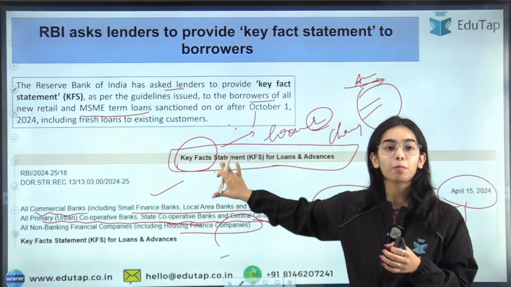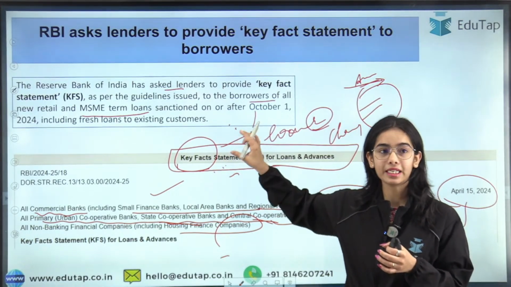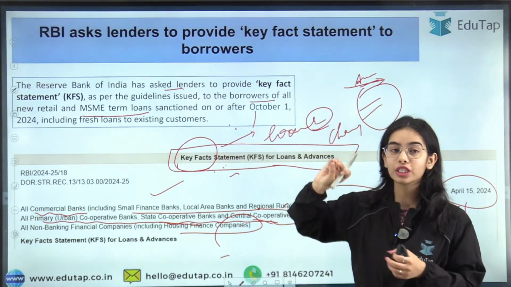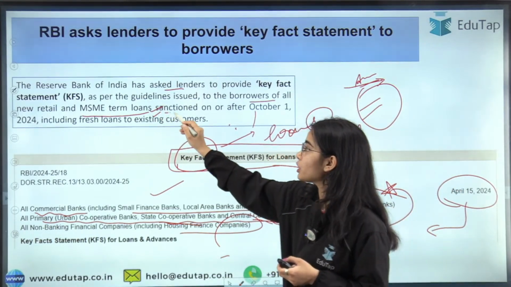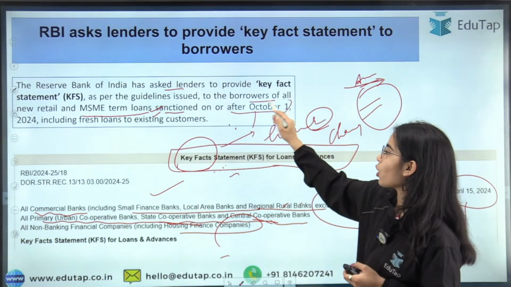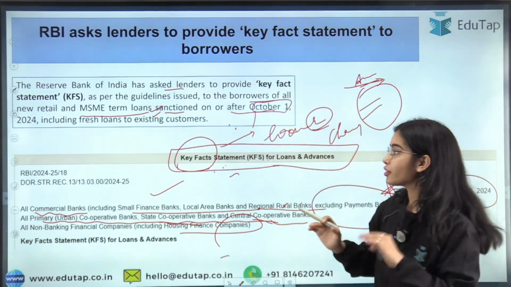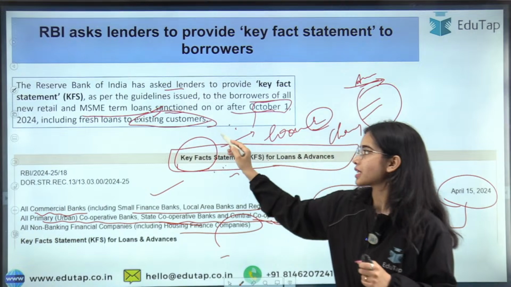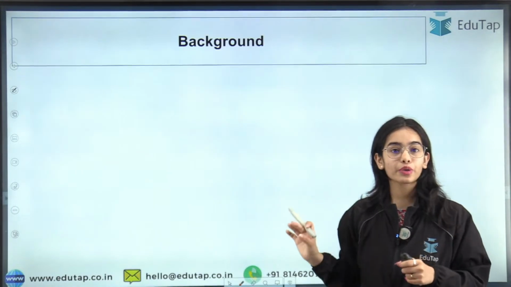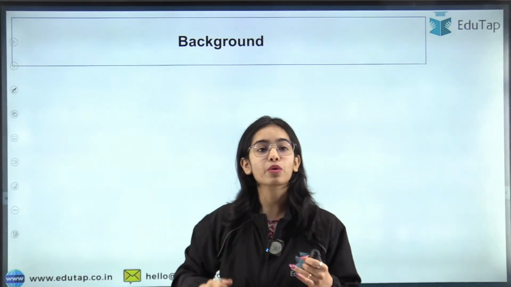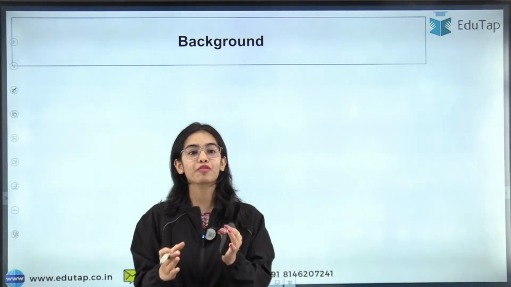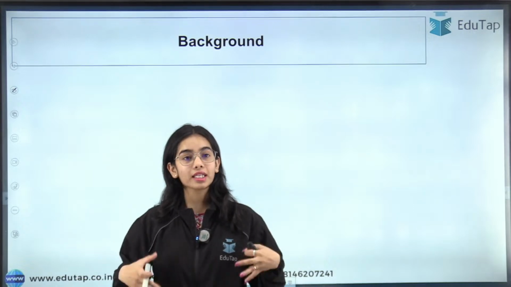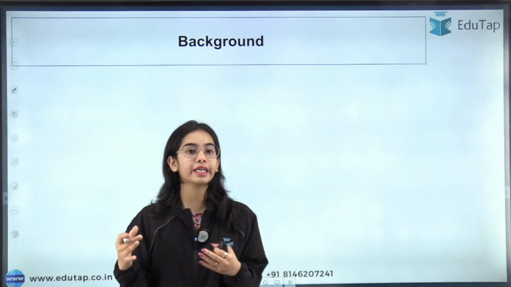to provide the complete key fact statements with the updated guidelines, and this is done for the new retail and MSME term loans. The MSME term loans sanctioned on or after October 1, 2024, including the fresh loans to the existing customers. Okay. So now we are going to understand what this key fact statement is, and what the key facts are that have to be provided in this statement. But before that, we have to understand the background, that is, why the RBI is suddenly bringing the update in the KFS.